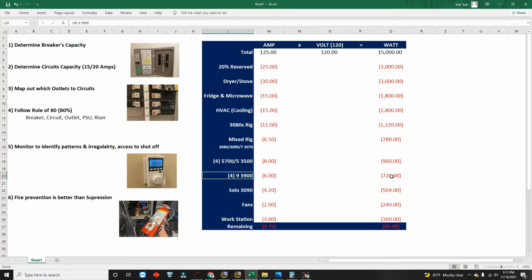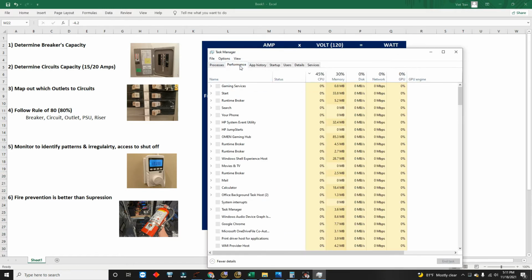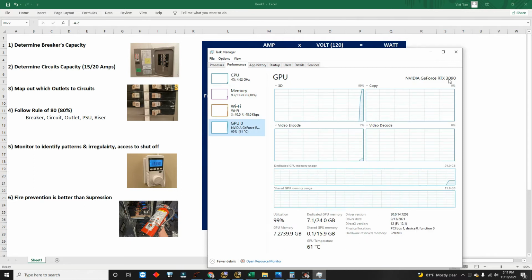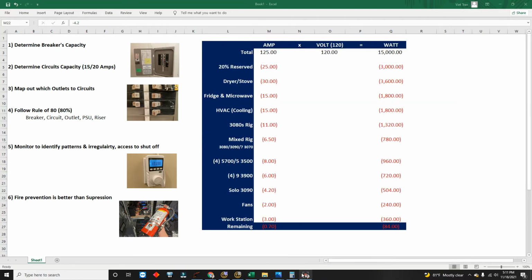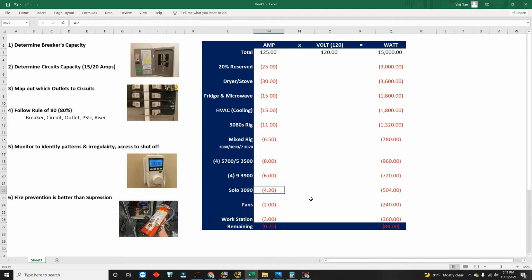And then down here I have four 93900. Those are the CPU. They mine right here. I got my Solo, the one that you're looking at right here. This is my Solo 3090, as you can see right here. It's always mining. It's actually mining right now while I'm recording this video. This is pretty much my non-professional workstation when I edit videos, whatever I do. So it sits at around 500.